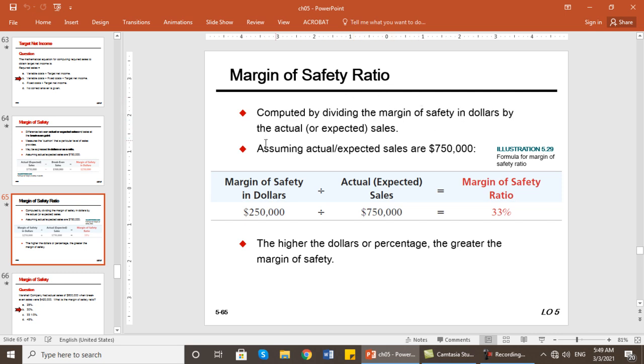The same thing, assuming actual expected sales are 750,000. So the margin of safety in dollars, as we determined in the previous slide, 250,000, divided by expected sales of 750,000, equals a margin of safety ratio of 33%. If the sales decrease by 33%, it's still okay. We didn't realize losses.